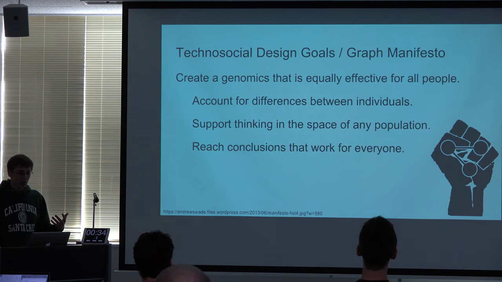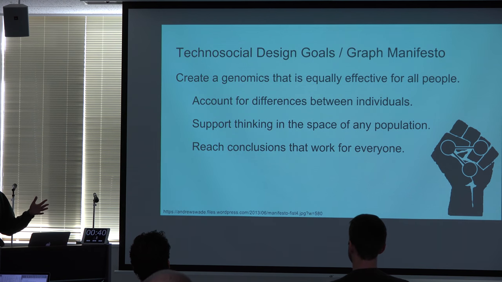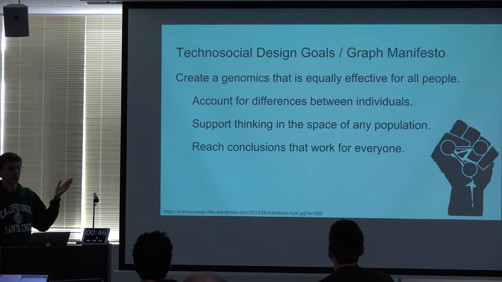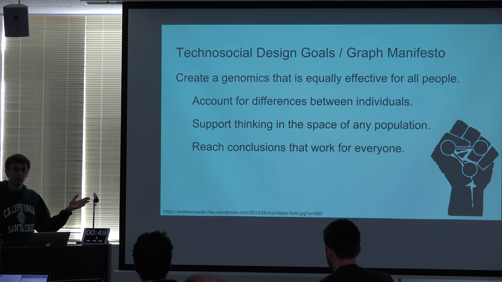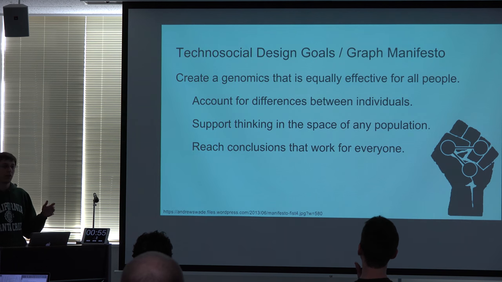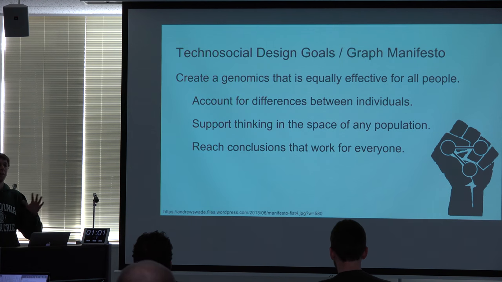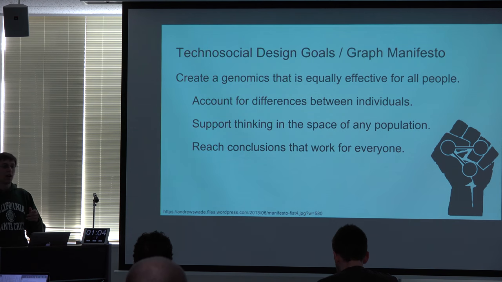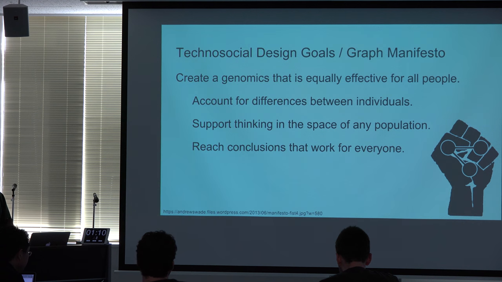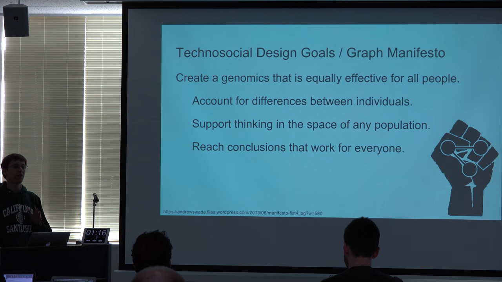So the first thing that you start with when you're designing a system is what do you want to achieve with that system. So I've written up a definition of what I'm trying to achieve by building these graph genomes. I want to build a genomics that works for everyone. It should be effective for all people. It should account for the differences between individuals. It should support doing genomics in the space of any population that you want to look at, not only in the population of the people who made the first reference genome. And it should reach conclusions that will work for everyone, that you can apply to someone regardless of their demographic history.